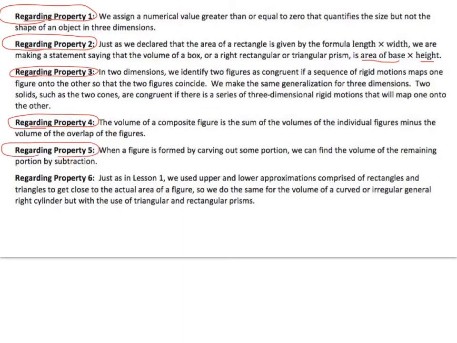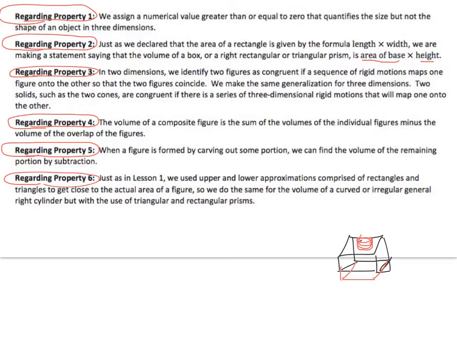Regarding property 5, when a figure is formed by carving out some portion, we can find the volume of the remaining portion by subtraction. So if you had a 3-dimensional figure and you carved something out, like you took an ice cream scoop and carved out half of a sphere or something, that's an awful shape, that's so funny, you could find the volume of this cube and subtract half a sphere, and that would give you the volume of the shape that you see.